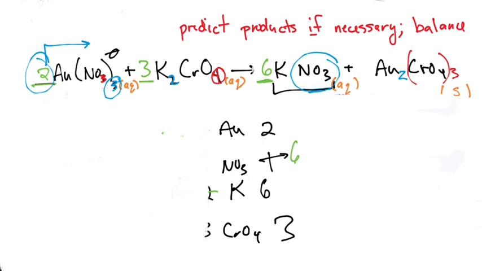We go back through and we check all of our work. Gold on the left, 2. Gold on the right, 2. Nitrates on the left. I won't screw it up this time. 6. Nitrates on the right. Potassium on the left.